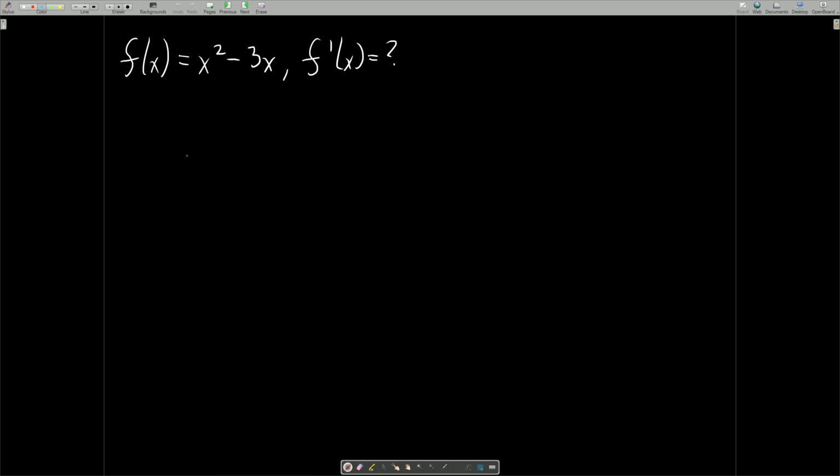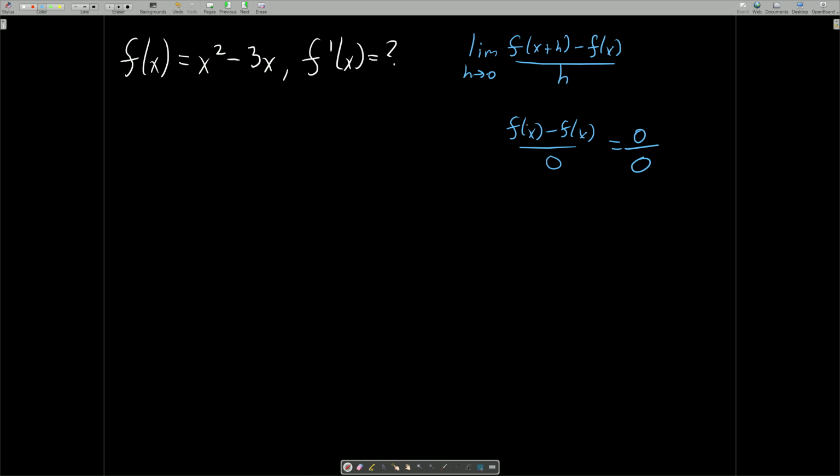So let's actually find some derivatives. First I'm going to write this equation on the side that we're going to use to find the derivative of x squared minus 3x. So first, how do you get started on this? Well, if you just plug in 0 for h, you get f of x minus f of x over 0, which will just give you 0 over 0. So we can't just plug in 0 into there.